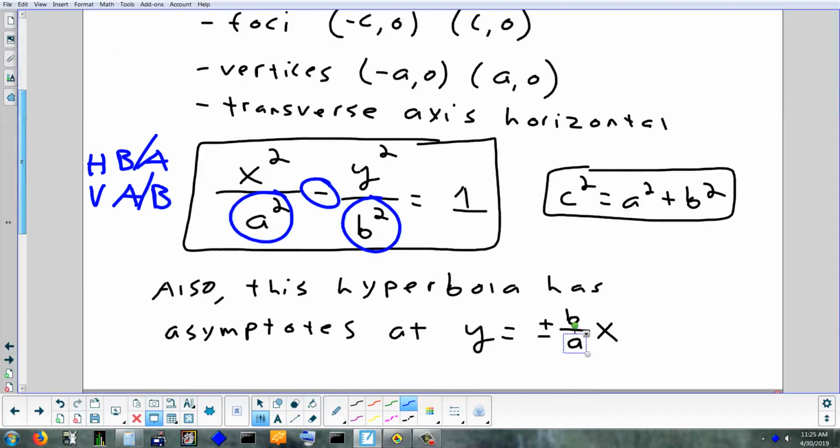So I remember VAB. Right? VAB. Vertical, the slope would be a over b. Horizontal, well, "haba." That doesn't really mean anything to me. But VAB, I just remember VAB. Vertical, a over b. So the other one must be b over a. Horizontal is b over a.